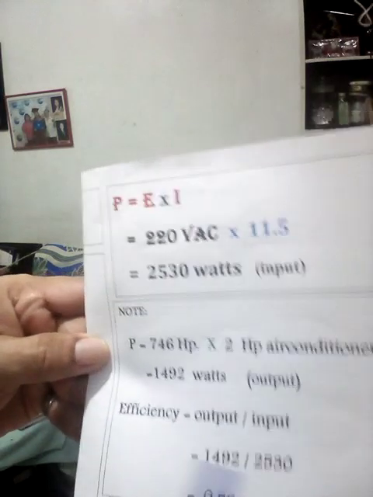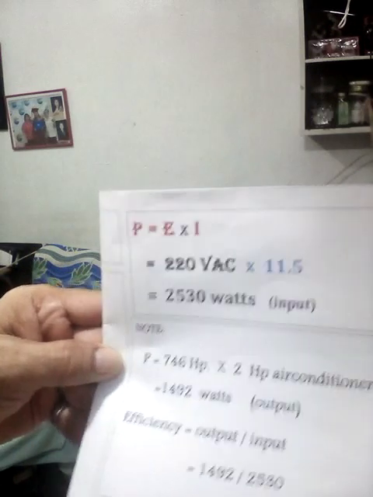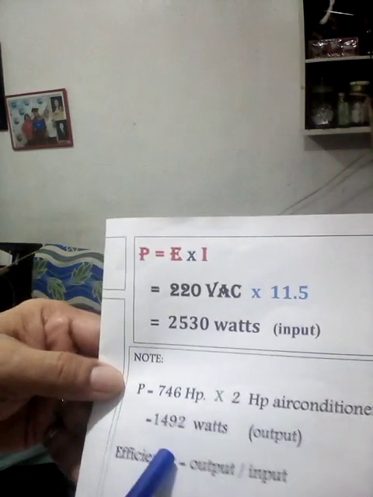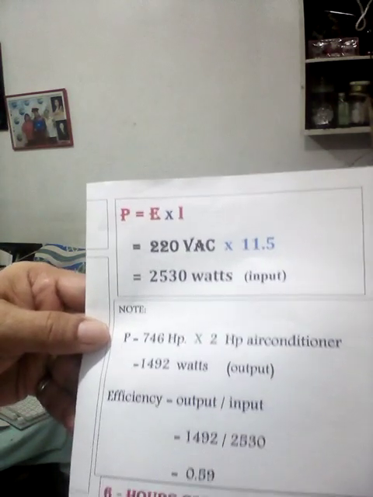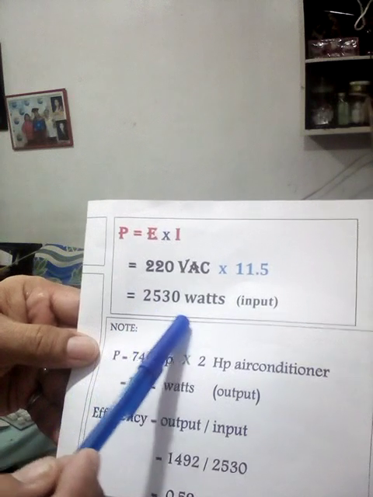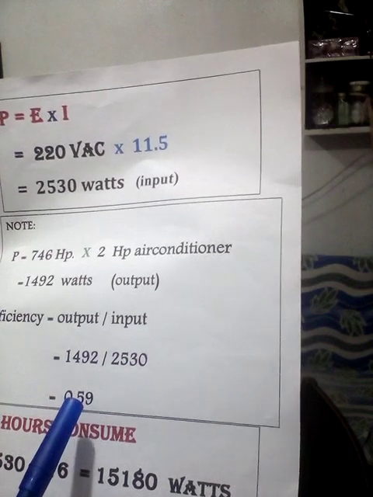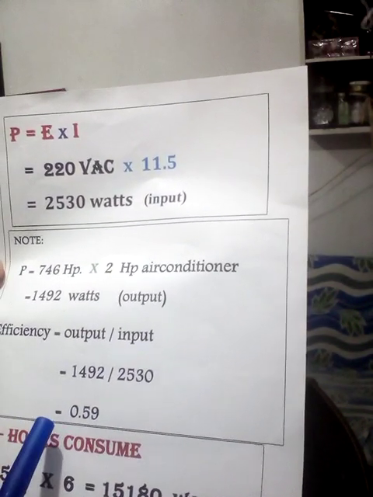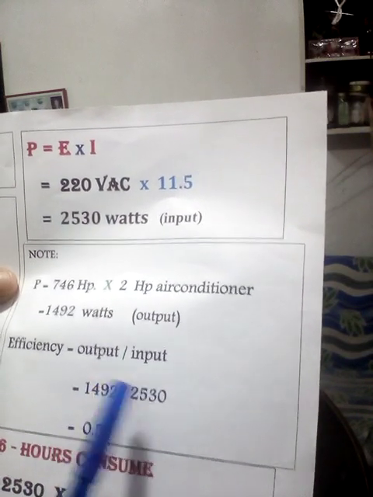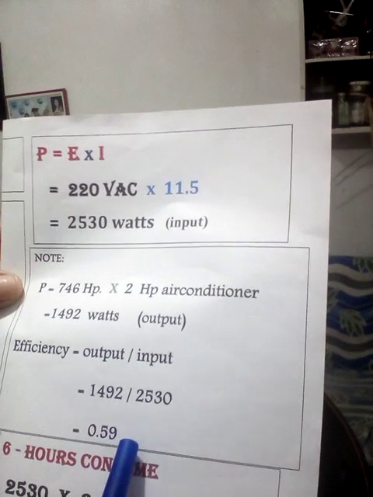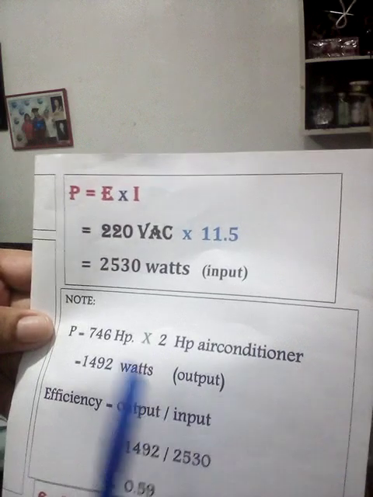So madali na po natin makuha yung efficiency, kasi ang efficiency po niya ay output over input. Yung output po, ito yung pinakababa. So ito po siya, yung 1,492 divided by 2,530 watts input. Meron po tayong efficiency na 0.59. Ito yung tinatawag na loss, watts na converted to heat. Importante po ito sa efficiency ng motor. Ang aircon po, may motor po siya.